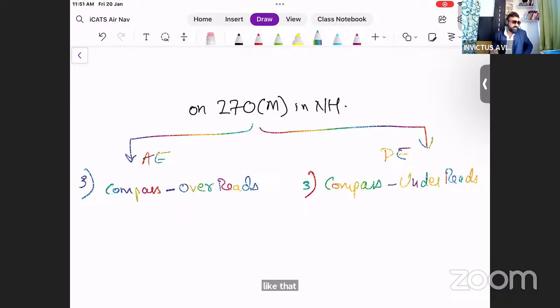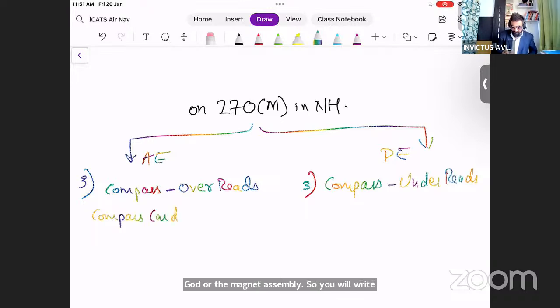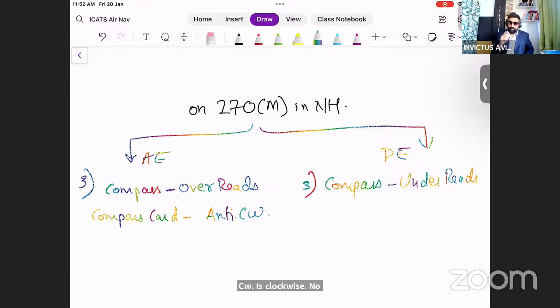If the question is there that tells you what is the movement of the compass card or the magnet assembly, so you will write: compass card moves anti-clockwise. CW is for clockwise. Later on, I will give you a shortcut where I'll tell you a couple of statements: whenever movement is clockwise, we get underreading. Whenever movement is anti-clockwise, we get overreading.